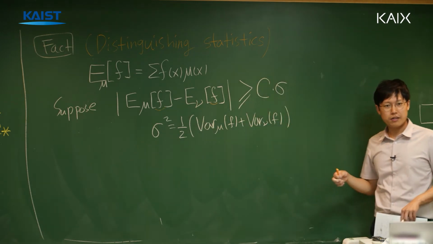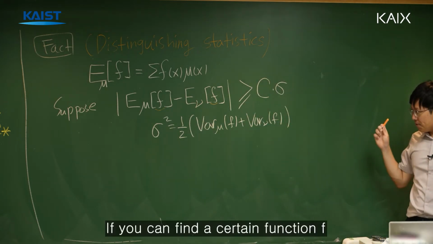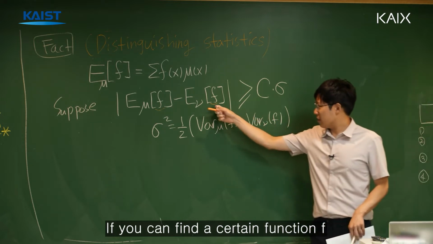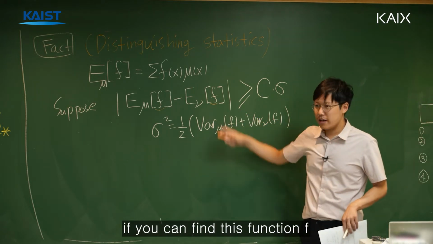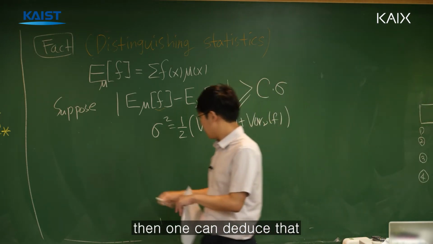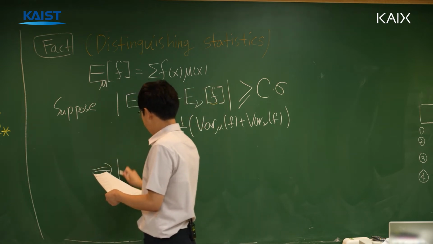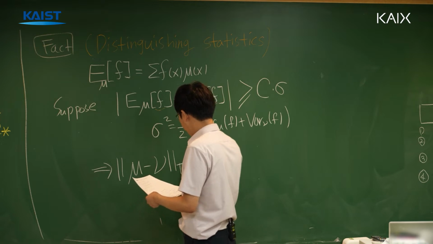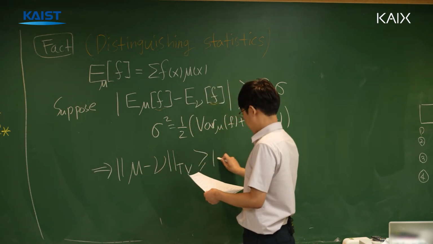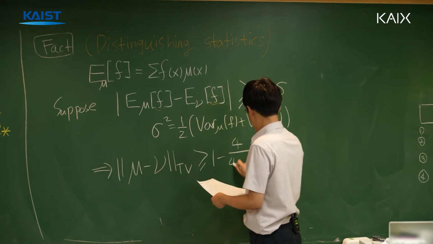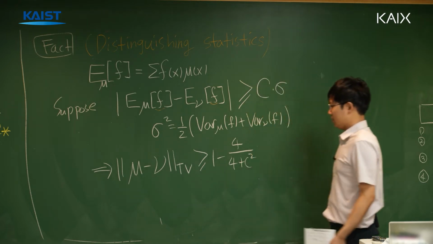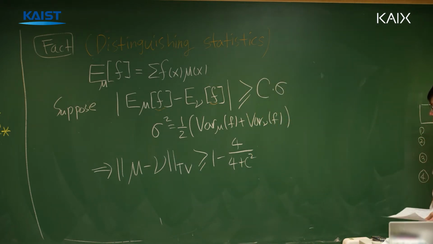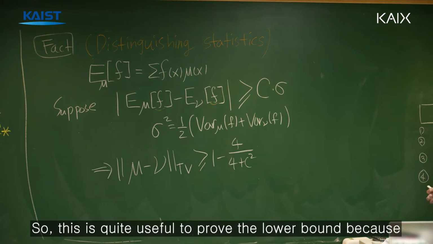If you can find this function f, then one can deduce that mu and nu are quite far away. So this is quite useful.